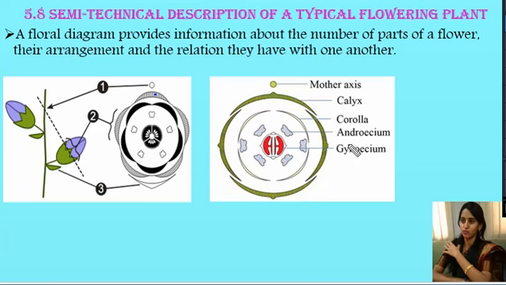Now let us try to understand the floral formula of the mustard plant. Before that, there is another point I did not explain: this symbol represents bract. In Brassicaceae, the mustard plant, as bract is absent, it is not shown here. So this is the mother axis side and this is the bract side. As the bract is absent, the flower is said to be ebracteate.